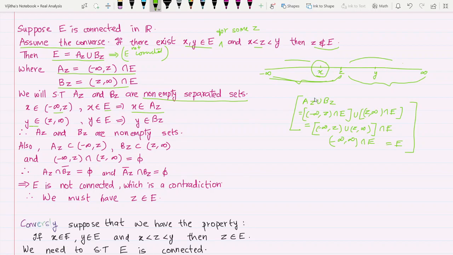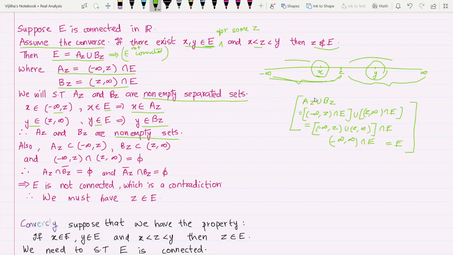Also y is an element of (z, infinity). You can see here is y, so it is an element of (z, infinity). Also y is an element of E. So y is an element of (z, infinity) intersection E, so y is an element of Bz. So we got one element in Az and one element in Bz. It means that Az and Bz are non-empty sets.